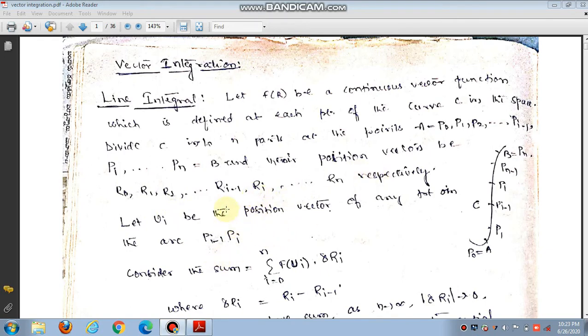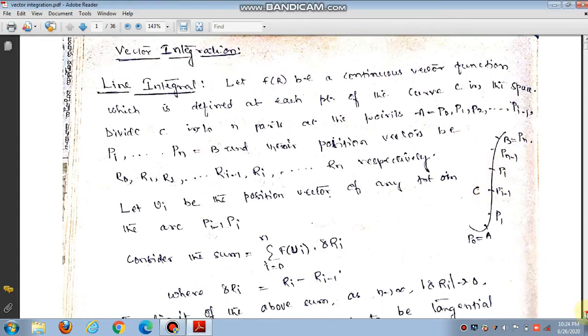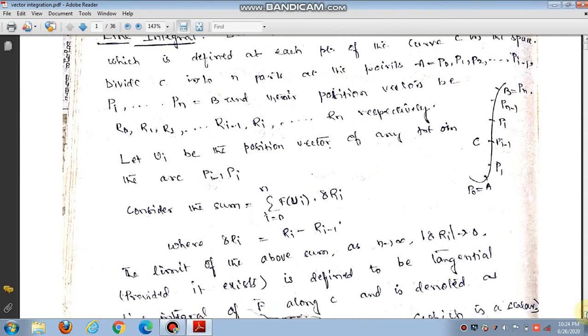Let Ui be the position vector of any point in the arc Pi minus 1 Pi. Here, in this arc we are defining a position vector Ui, and now we consider the sum, sigma i equals 0 to n, f of Ui into delta Ri. Delta Ri is the length of the arc from the points Pi minus 1 to Pi. And now if you divide the curve into more subdivisions, the length of each arc reduces.